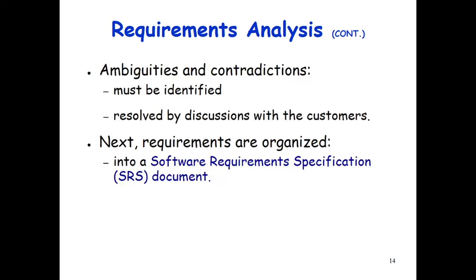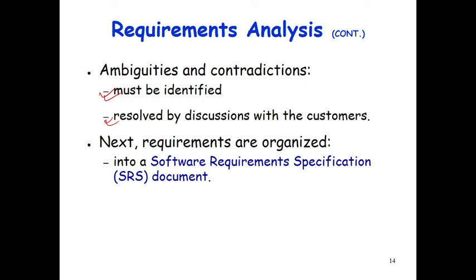Then ambiguities and contradictions must be identified. These things must be identified and resolved by discussions with the customers. Whatever their problems, or if there are any contradictions or ambiguities, you need to discuss with the customers. If you don't understand what the actual requirement is, then you need to talk with customers. That is the only solution. With discussions you can solve all the things.